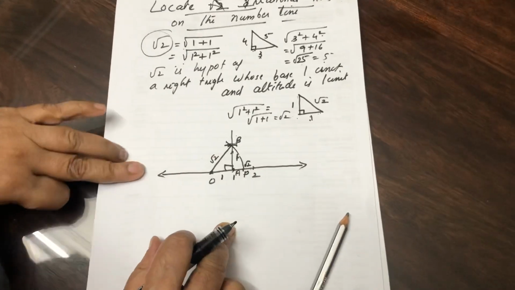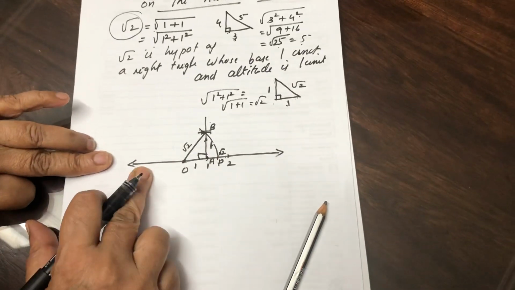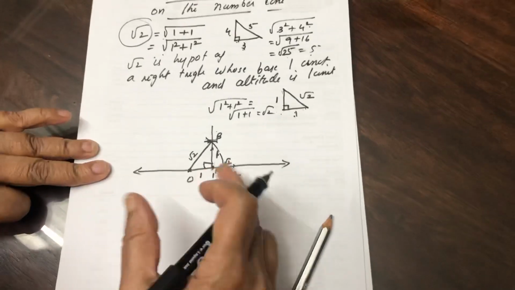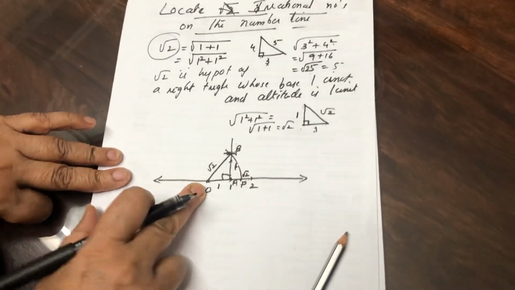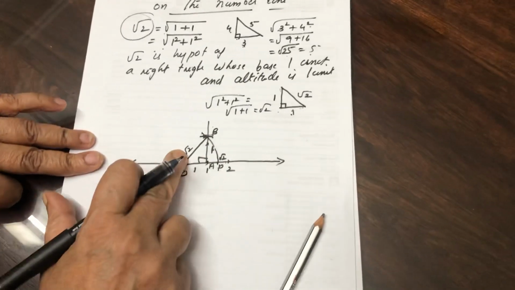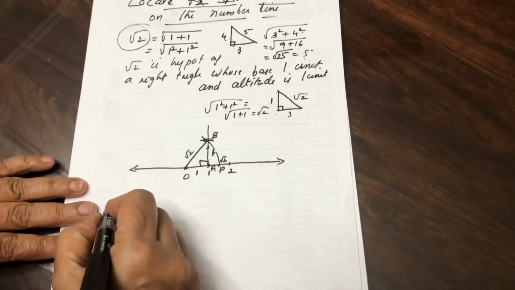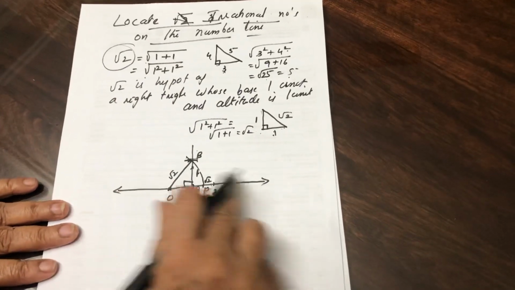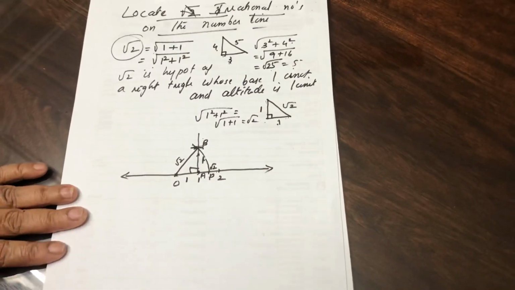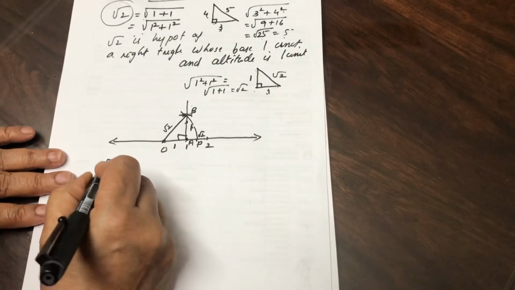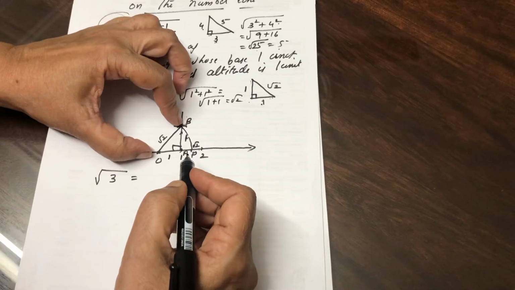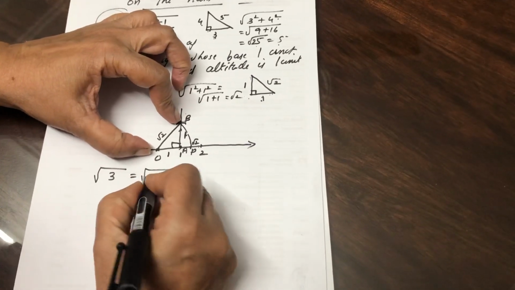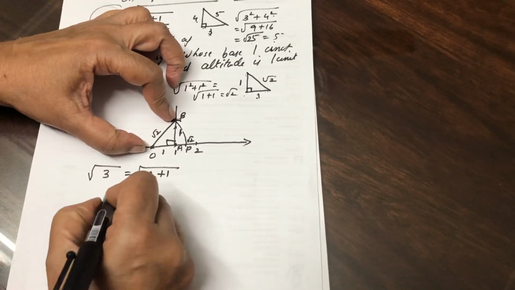So is it clear? This OAB is a right angle triangle. OA is 1 unit, AB is 1 unit, and then OB is the hypotenuse of this right angle triangle, that is root 2. Now you have to mark root 3. I am just going to continue on the same number line. Because I am going to take this root 2 as the base.